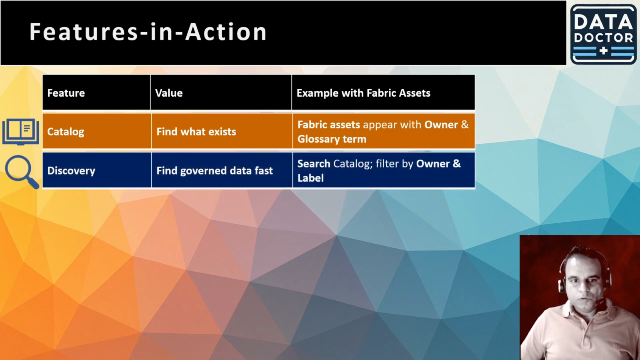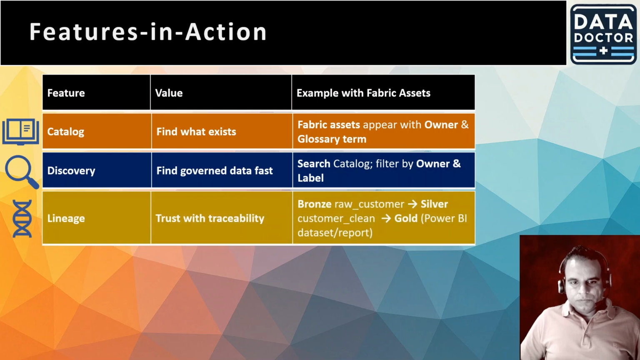And this is about finding the governed data fast. So you can search the catalog and you can filter by owner and label. If you think about the data world, you can think about how easy it is. If a business person, for example, needs certain data, they have to contact the IT department, and the IT department will look at the data, and this can take a while. However, just like a Google search, one can easily search the data inside and the process becomes much quicker.